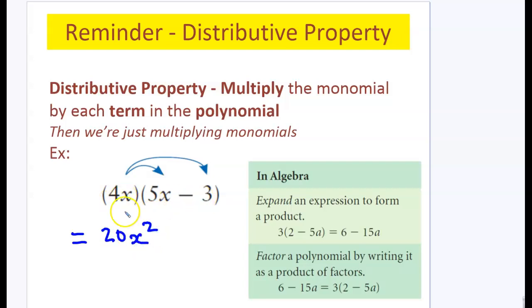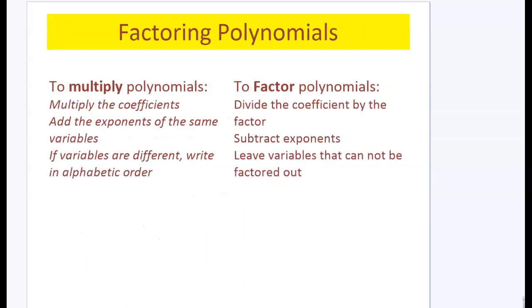And then 4x times negative 3, well, 4 times negative 3 is negative 12, and the x tags along because there's no x to multiply by in the term of negative 3. So there would be the expression when you multiplied those two terms together.